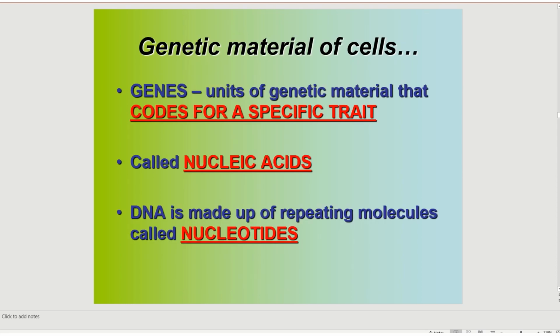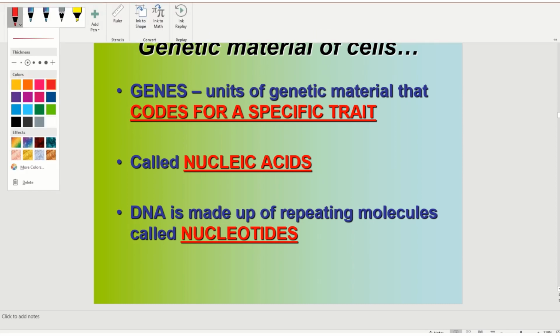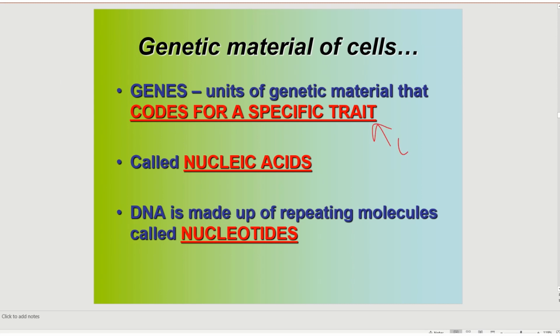Now, genetic materials of cells, genes. You need to know what genes are. They're units of genetic material that codes for a specific trait. So, they're your DNA. They're your instructions in the DNA specifically. Okay, and what is a trait again? Remember, a trait is a characteristic in your body. So, for example, the color of your hair, the shape of your hair, the color of your skin, these are characteristics that you got from your parents or your genes or your DNA.